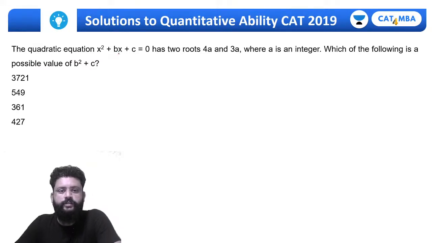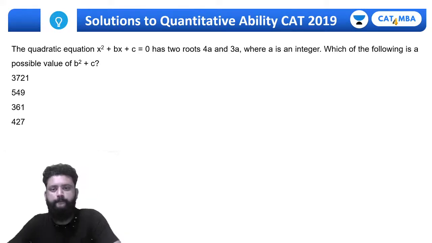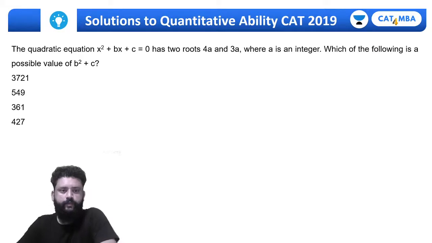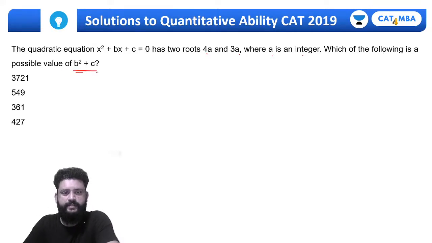The quadratic equation x square plus bx plus c has two roots 4a and 3a, where a is an integer. Which of the following is possible value of b square plus c?